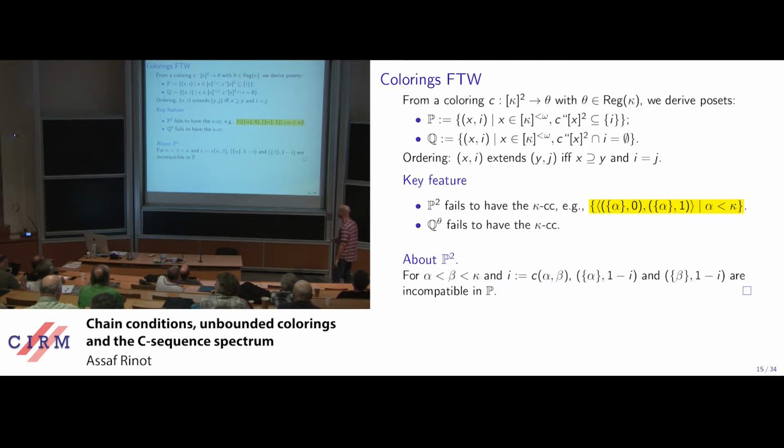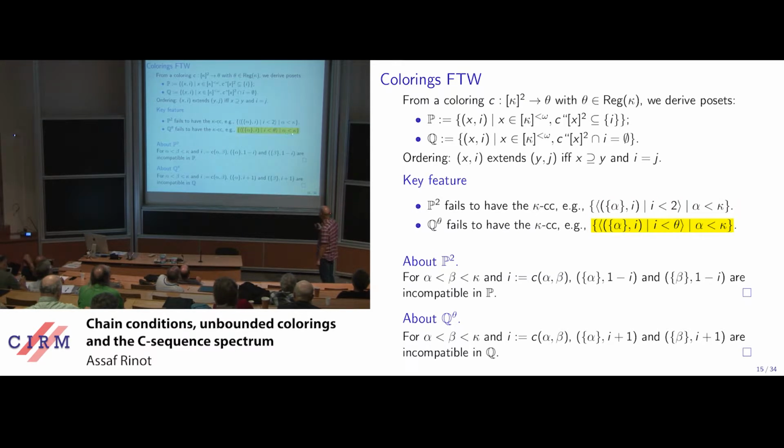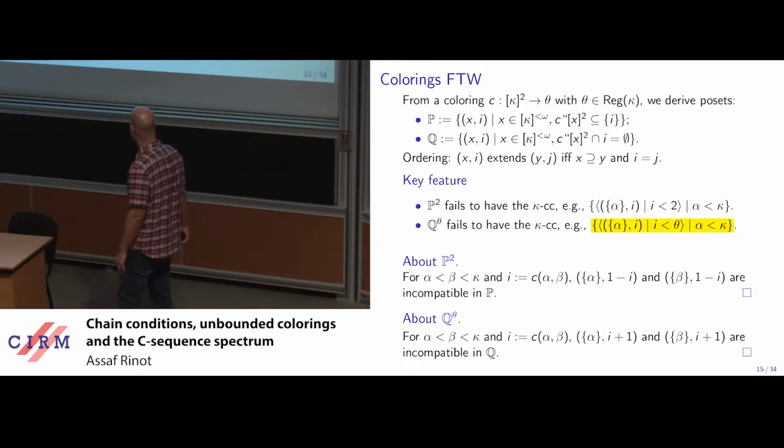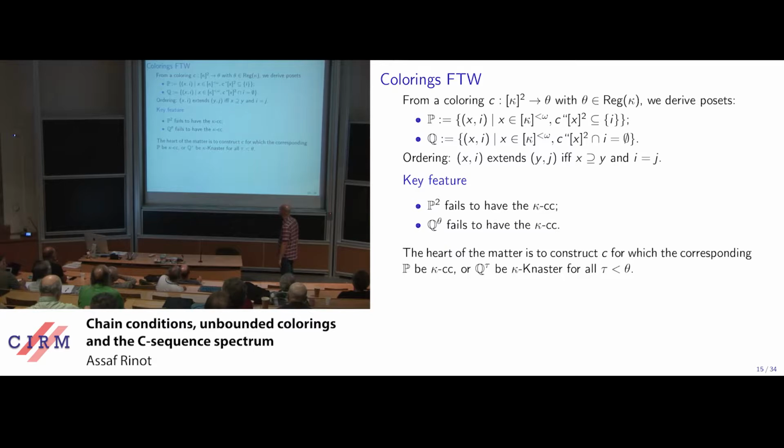What about our variation, the Q? Look at this kappa-size family. You look at all the sequences of singleton alpha, i, where i goes all the way up to theta. This is an element of the theta power of Q. And again, I'm claiming that this is an antichain because given alpha and beta, I look at the value they get, say I call it i, then if I go a little bit higher than that, say i plus 1, then they are already incompatible in this coordinate. But all of this is really given to us for free. I'm not doing anything special to get it. So the heart of the matter is actually to construct the c I'm starting with in such a way that the corresponding poset P would be kappa-cc, because I know the second power is going to be not kappa-cc. Or in the case of Q, I want to maybe make it kappa-cluster all the way up to theta, because I know it will fail at theta.